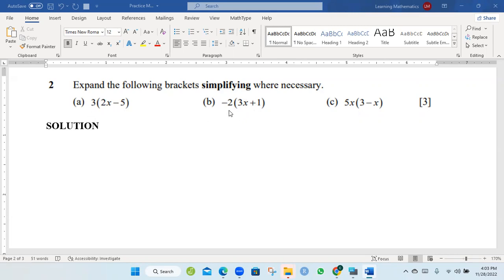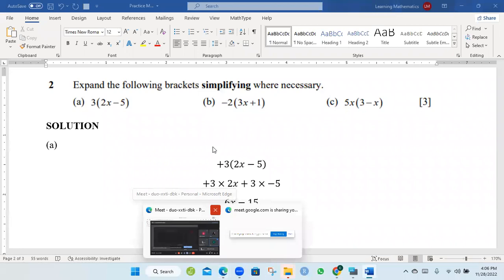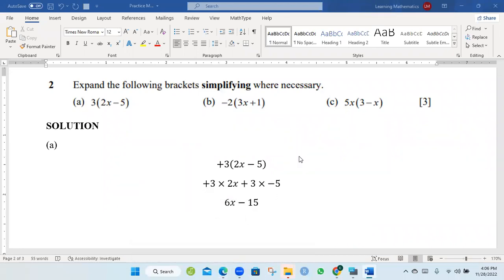You're going to distribute -2. You're going to distribute 5x, meaning you're going to multiply. Okay? So let's do A now. So therefore now, let's check this out. That's a +3 times 2x minus 5.